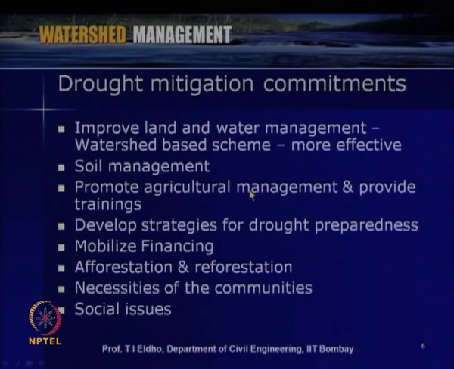And then promote agricultural management and provide trainings. As I mentioned, if we can shift to crops which don't need much water, then agricultural water management can be effectively done, and the farmers can be given appropriate training, so that they can go for more scientific irrigation schemes, or crop rotation, or appropriate crop management.